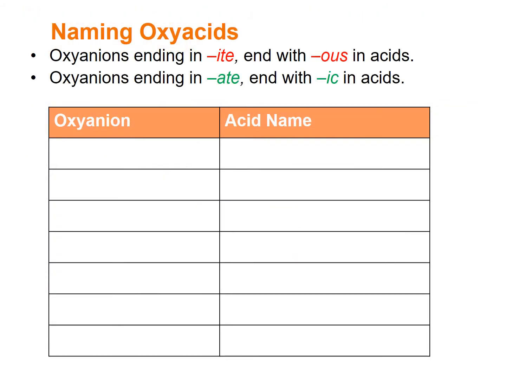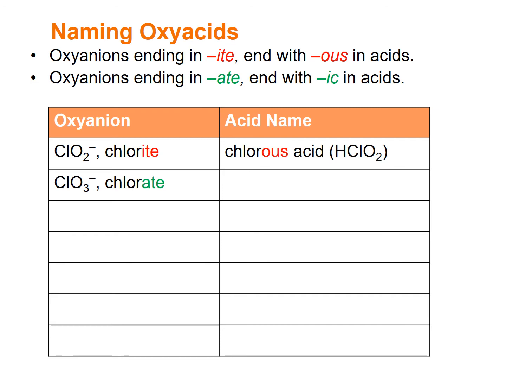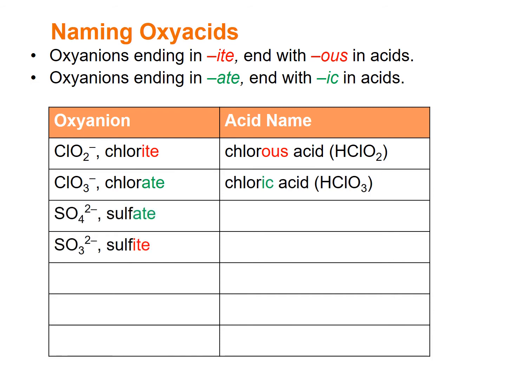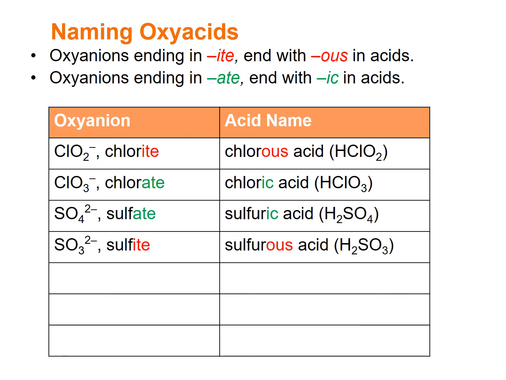So let's try our hand at naming some of these acids now that we have some more information. Let's take these two, chlorite and chlorate. How would you name chlorite if it enters into a union with a hydrogen and makes an acid? Well, it would be chlorous acid. And what about chlorate? Chloric acid. What about these two hooligans, sulfate and sulfite? Well, we would make sulfuric acid and sulfurous acid.